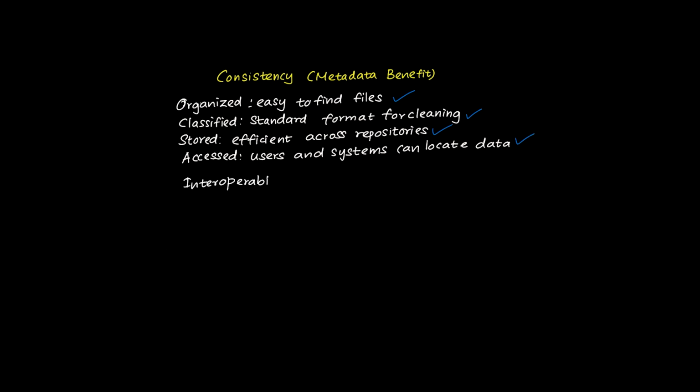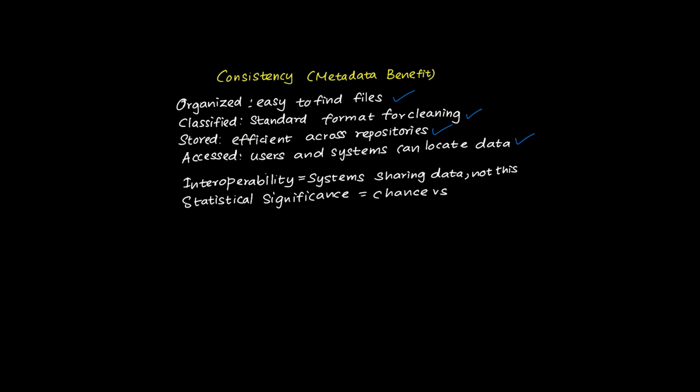Data interoperability is about different systems connecting and sharing data across platforms. The problem here is internal disorganization, not cross-system sharing. Statistical significance determines whether results are due to chance. That's a statistical analysis concept, not a file management one. Anonymization removes personal identifiers for privacy. That has nothing to do with inconsistent file storage.